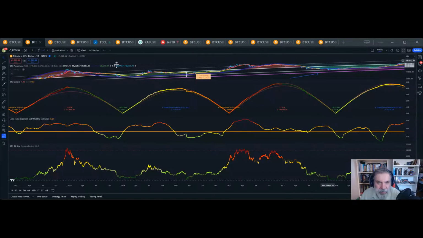Yeah. So here we are close to a bottom, right? And here we are close to a top. So what I was trying to tell you is that during this period, it's not really a bear market, because we are still going up according to the power law.